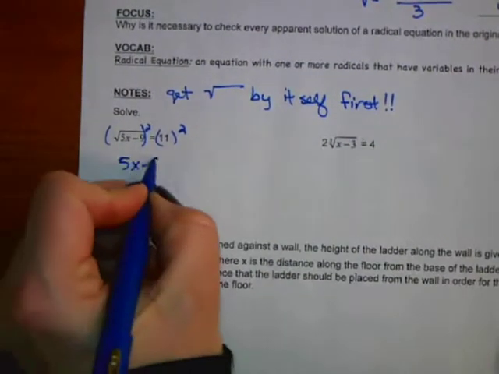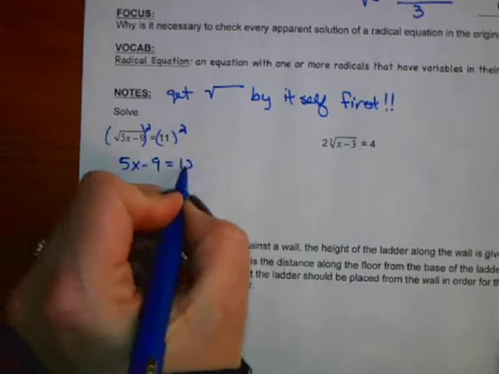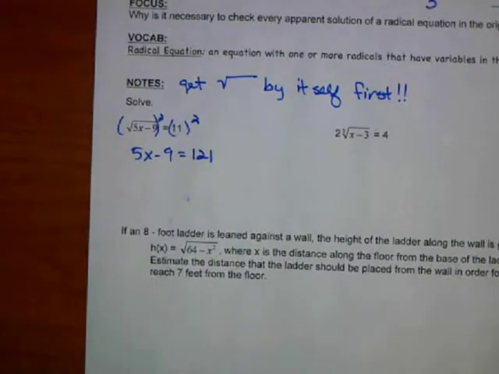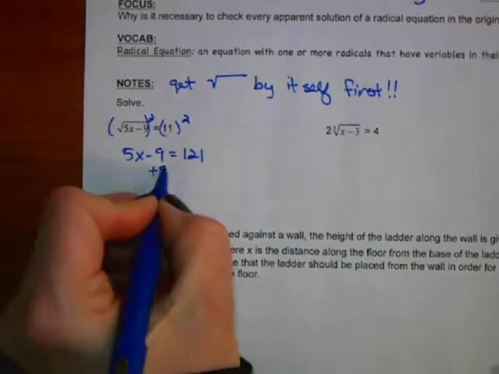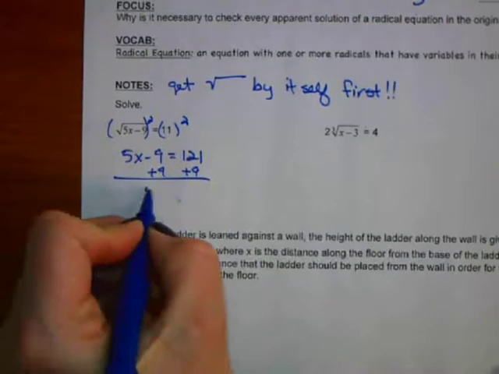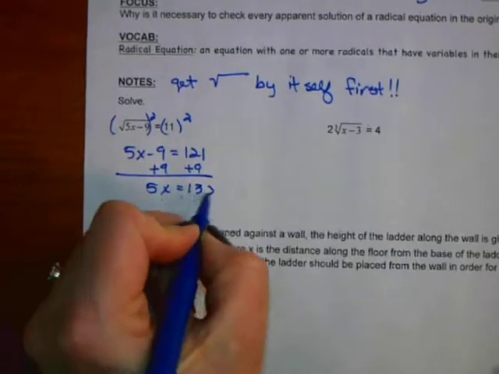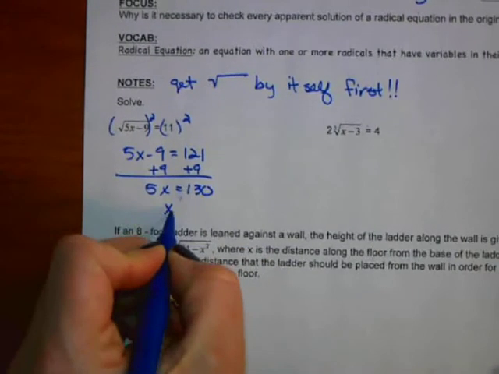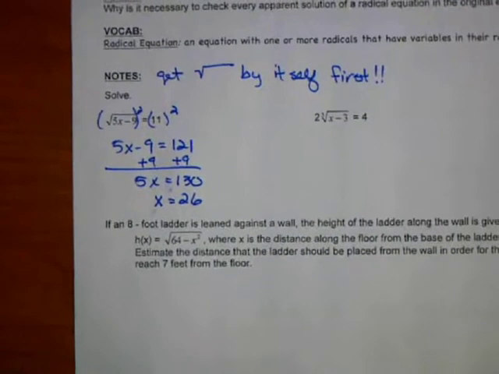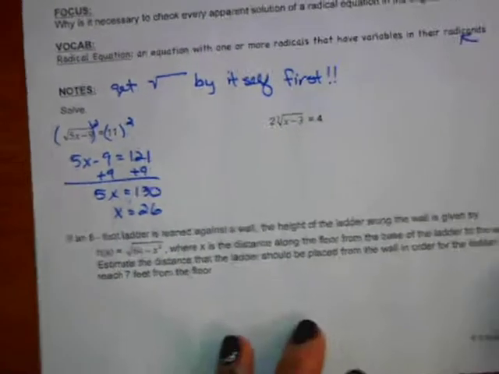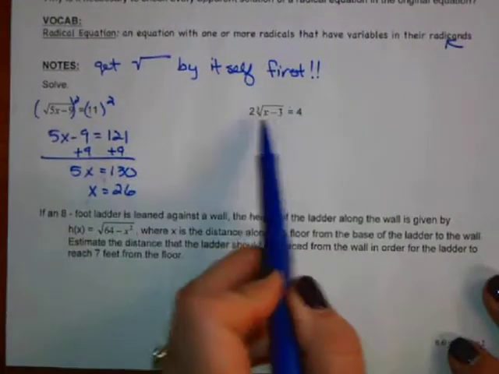So I have 5x minus 9, because those cancel out, equals 121. Oh, look how easy that is. It's an algebra equation that you just solve. Plus 9, 5x equals 130, x equals 26. It's easy, isn't it? All right, so let's look at this one.